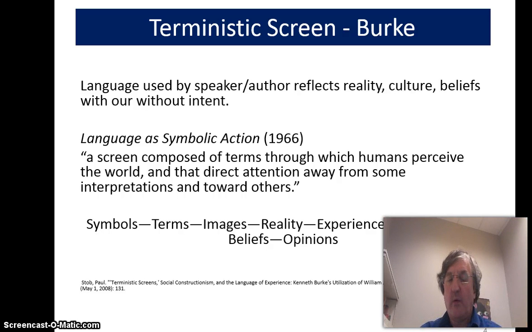Burke wrote quite a while ago, and he developed a concept of the deterministic screen. The definition I found, as stated by Burke, is a screen composed of terms through which humans perceive the world, and that direct attention away from some interpretations and towards others. So Burke really talks about how symbols and terms create images in the reader's mind, and if it's a speech, in the listener's mind, and help convey the sense of reality and worldview of the author to the reader or listener.